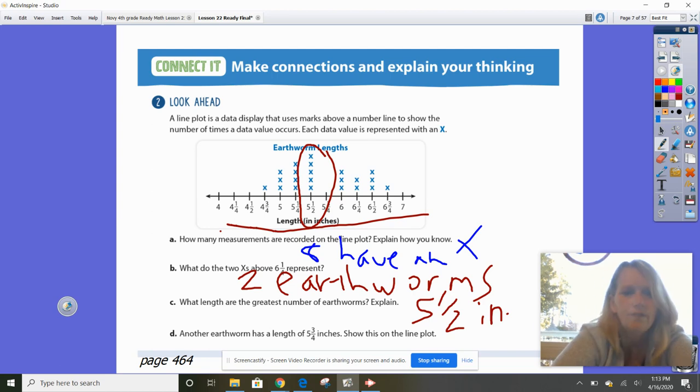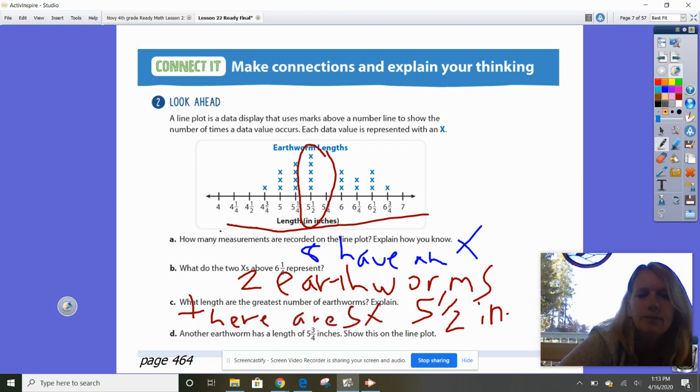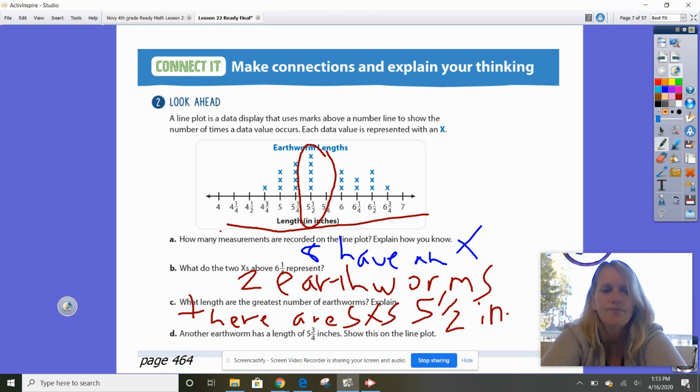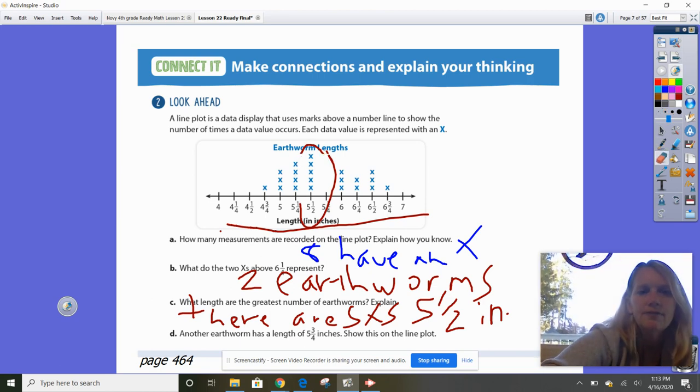1, 2, 3, 4, 5. Explain would be there are 5 X's. Okay, I can't fit that in very well, but hopefully you can. 5 X's. Another earthworm has a length of 5 3/4. Show this on the line plot. So it wants you to add a piece of data.